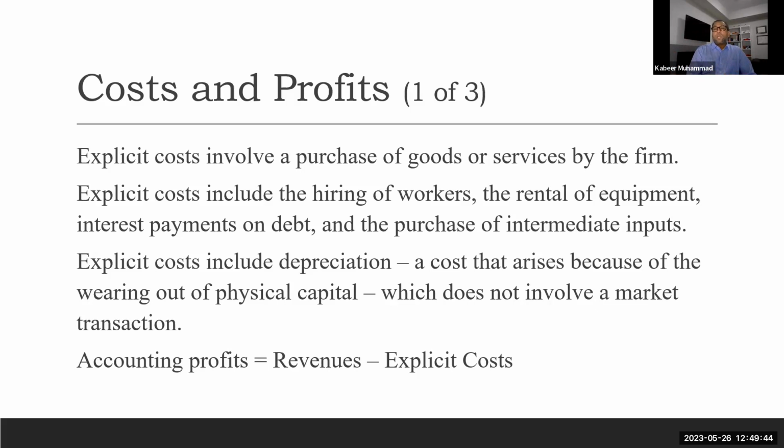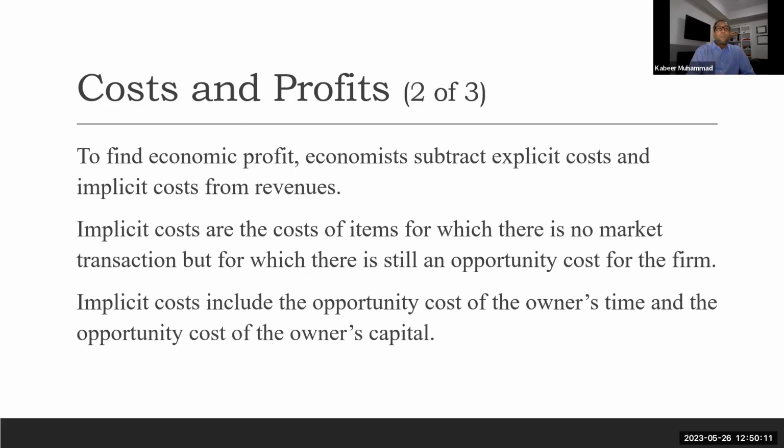So how do we calculate accounting profit? Accounting profit is revenue, what we are generating by selling our goods and services, minus the explicit cost. Explicit costs, as we just discussed, are the cost of raw material, the cost of labor, and the indirect cost of all the things we require to produce goods, plus the depreciation. These are all explicit costs.